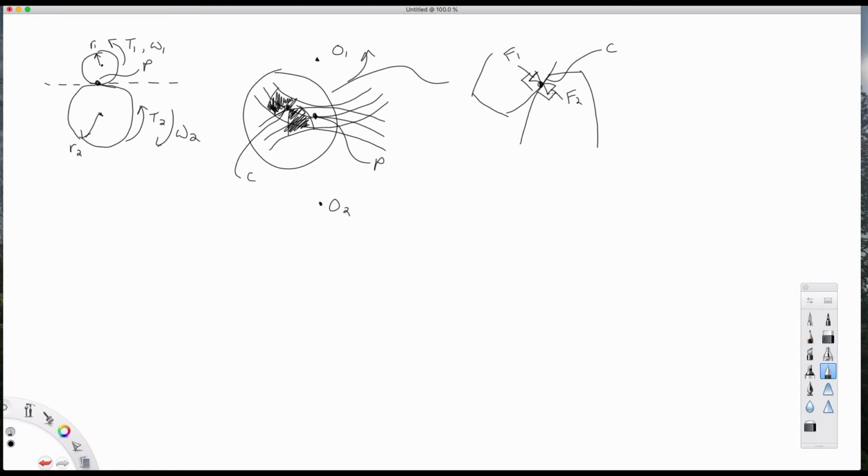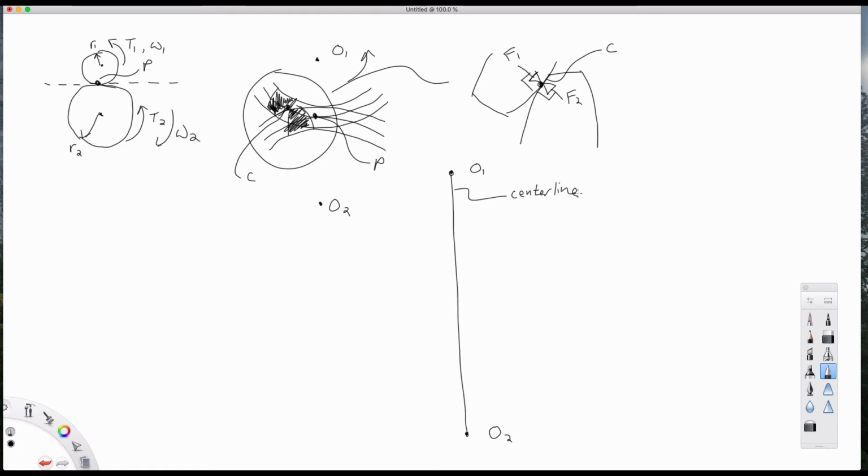Based on these forces that I've drawn, our next step is to try and relate the torque values of the gears to these contact forces. To do that, we're going to need to identify the moment arms involved and go through and draw a more complete force diagram.